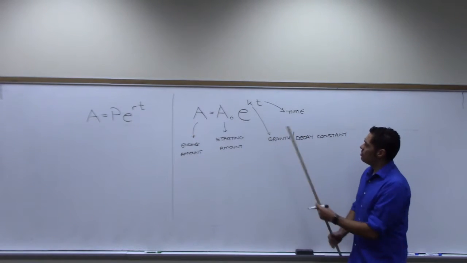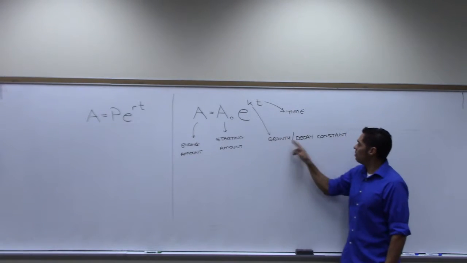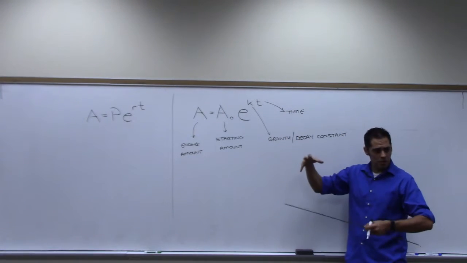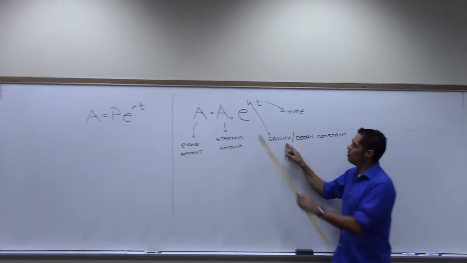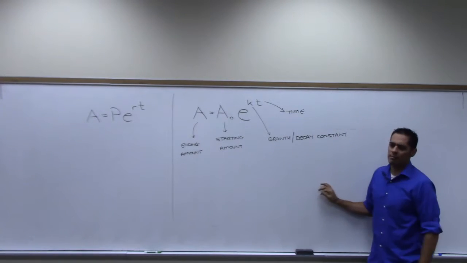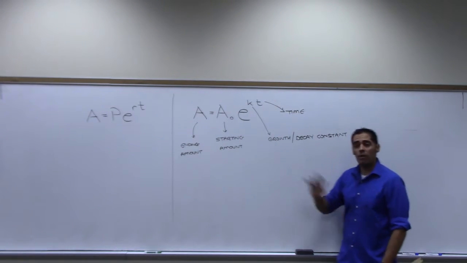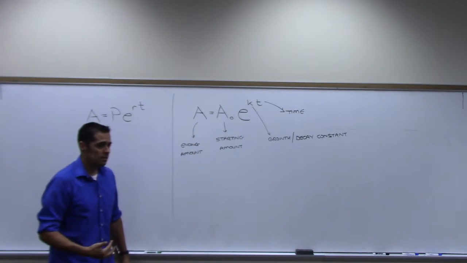The K, which dictates how fast things are growing, is called the growth constant with money, because your money is going to grow over time. And since that's dictated by the interest rate, we're going to replace K with R and call it the interest rate, right? And T is still time. But this model here will work for anything that's growing exponentially or decaying exponentially.